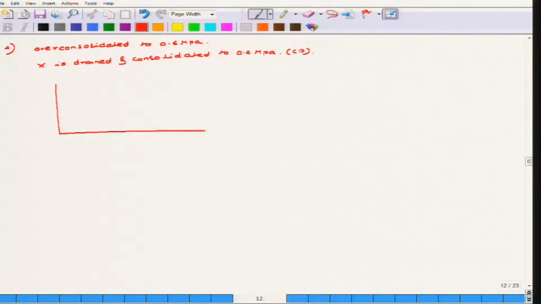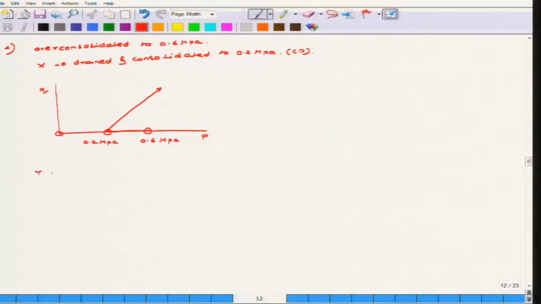So from the origin, 0, 0, it moved to 0.6 MPa, this is P, this is Q, and then it reverted back to 0.2 MPa. So this is an example of an OC soil, and then it moved along this line 3:1. That is how it happened in case of X.